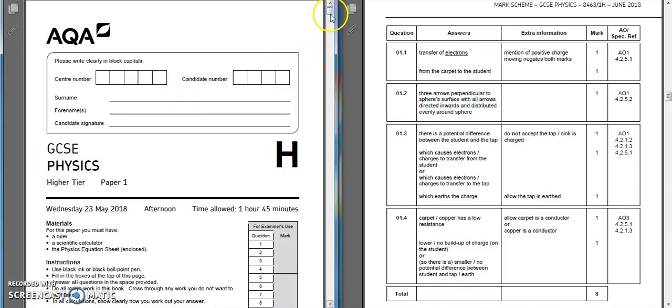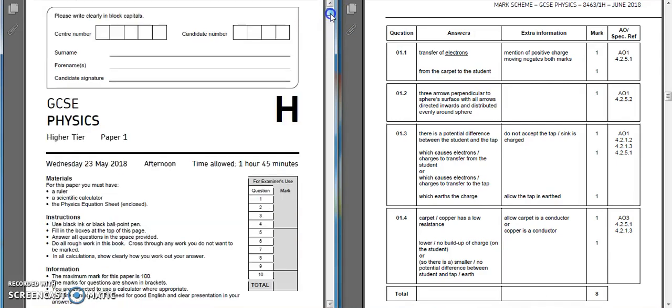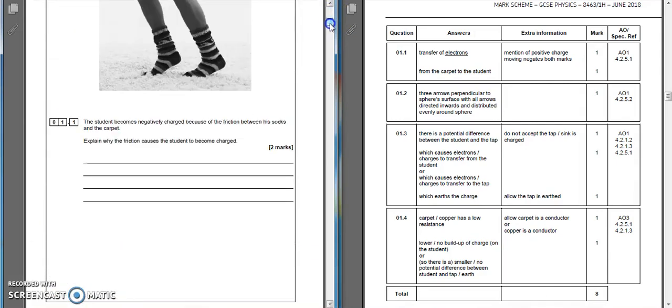Okay, so Physics Summer 2018. Let's have a little look at the first question then. So explaining why friction causes students to become charged. Two key points we're looking for then: transfer of electrons.